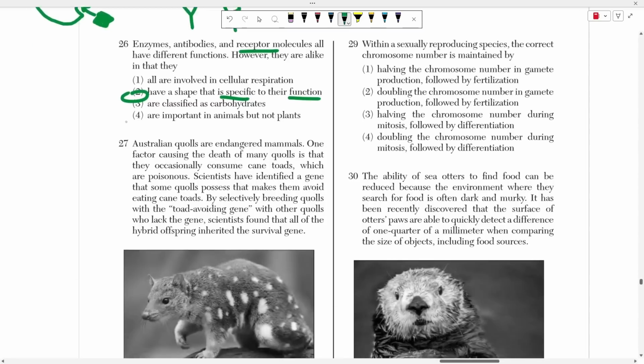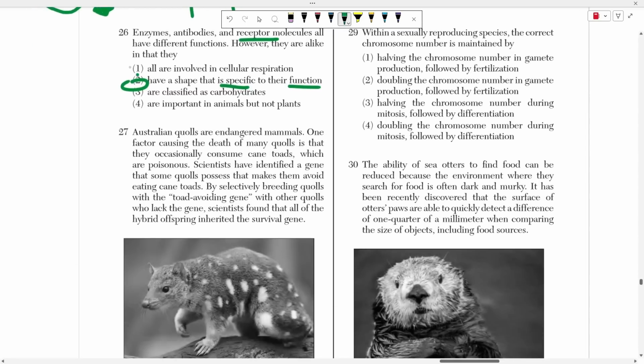So yeah. They're not all involved in cellular respiration. They're not all classified as carbohydrates, which are sugars, and they're not important in animals but not plants. They are important in animals and plants, right? It's not just limited to animals.